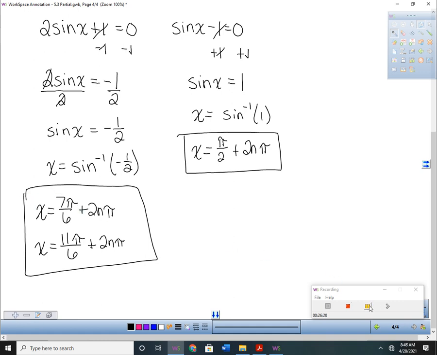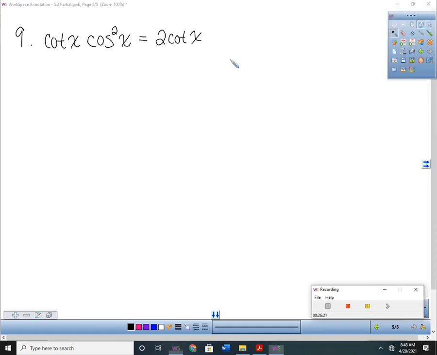All right, this one is different in the way that we have cotangent and we have cosine, and that's a big problem. But if I see that, then I know that I'm probably going to end up factoring into two different factors that I can set separate. So I'm going to go ahead and I'm going to subtract the 2 cotangent x and get it on the same side as everything else.